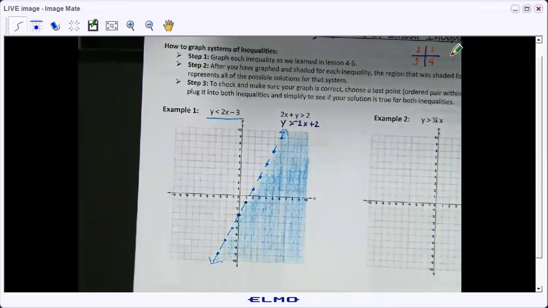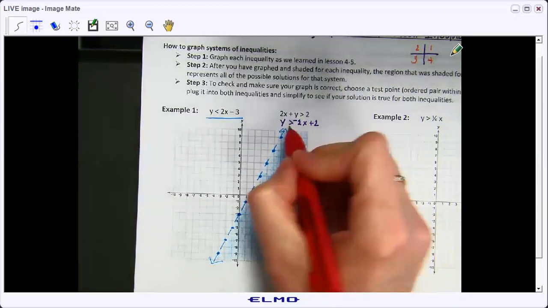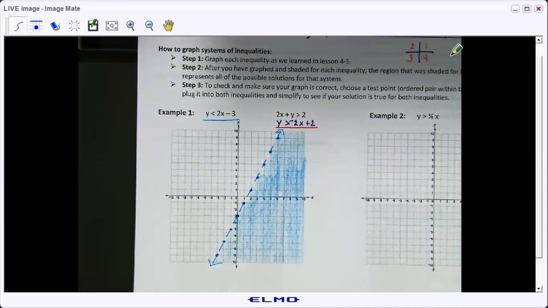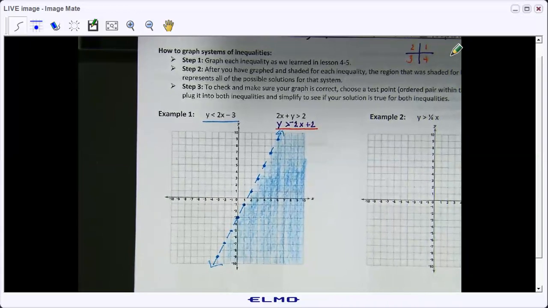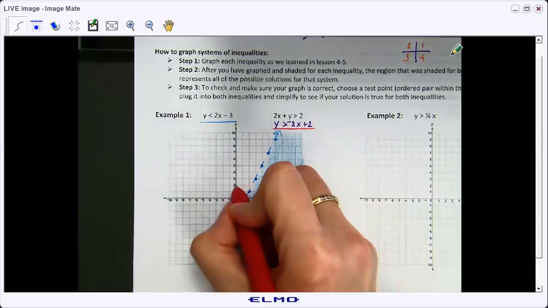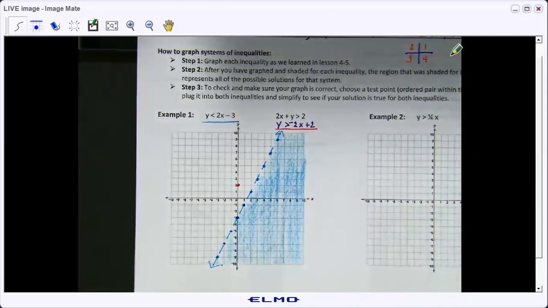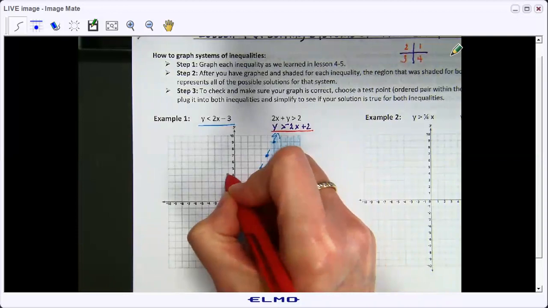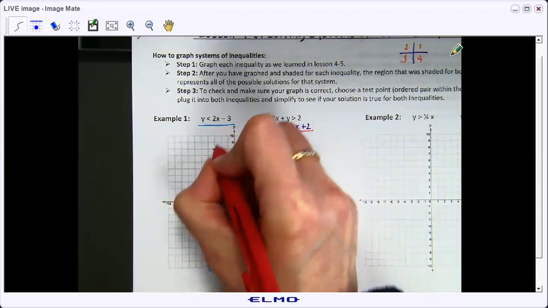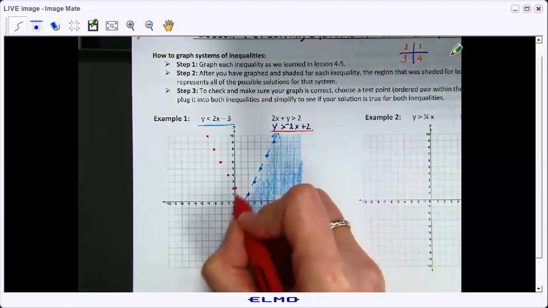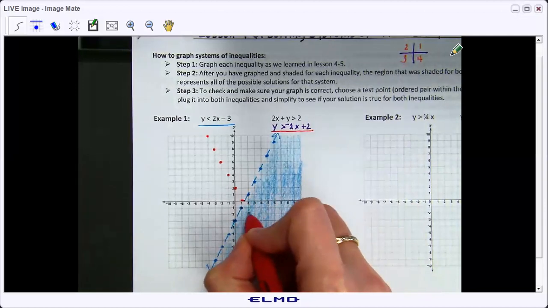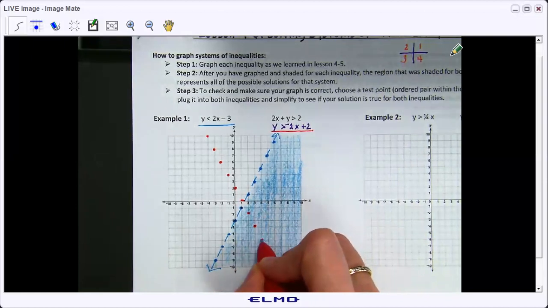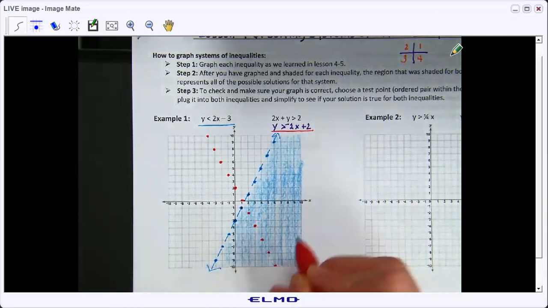Now I want to graph my second inequality, which is this one right here. You should all be able to do that. Where am I going to plot my first point? 2 on the y-axis. Good. And then my slope is -2, so don't forget to go in the negative direction when you graph this. So I'll go up 2 and left one. Am I going to have a solid or a dotted line? Dotted. Yeah. Okay.